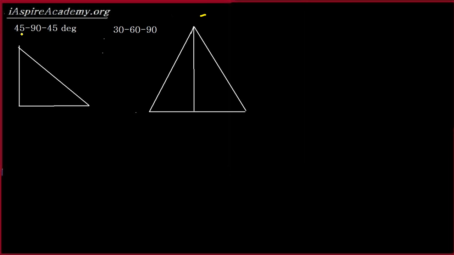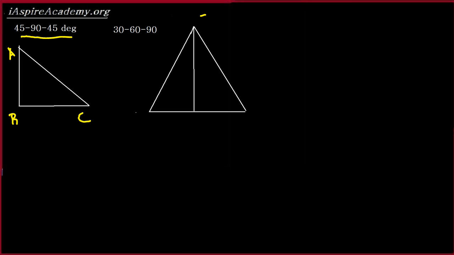Okay, so in this video we are going to discuss some more types of triangles, and one of them is called the 45-90-45 degree triangle. What that means is, let's say this is a triangle ABC.